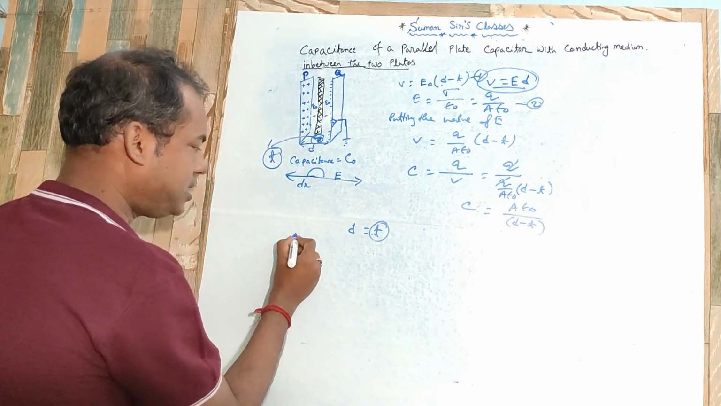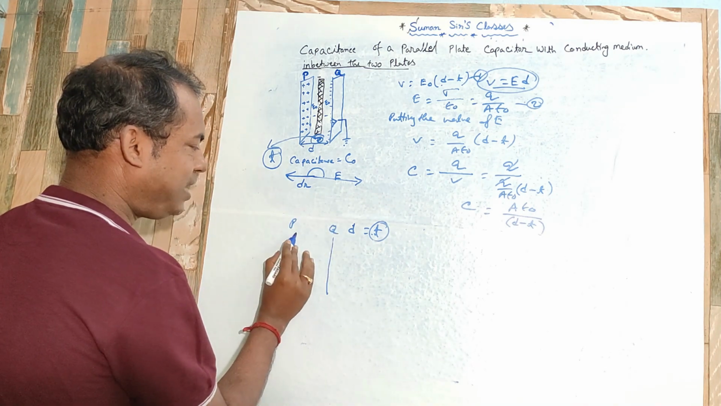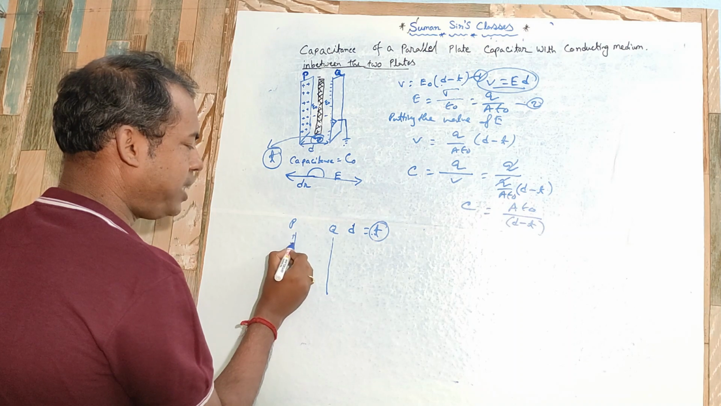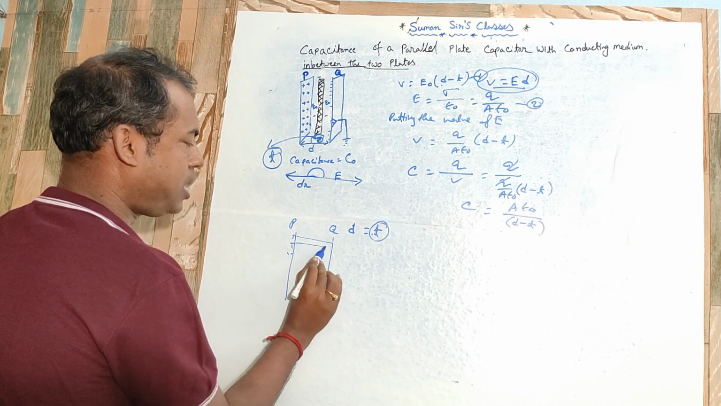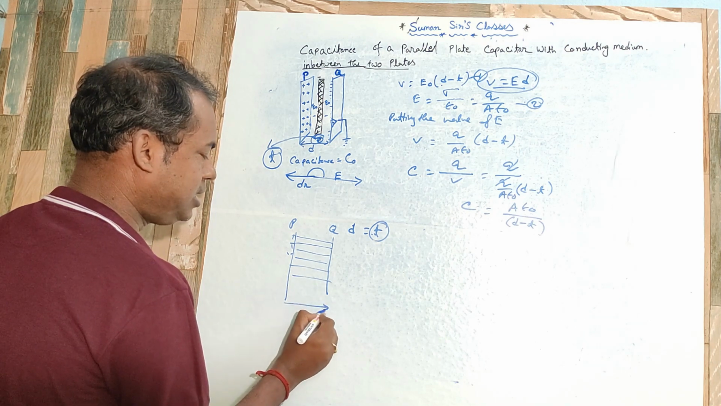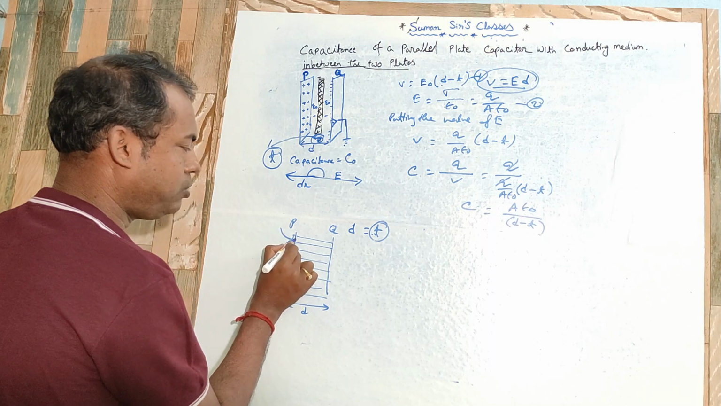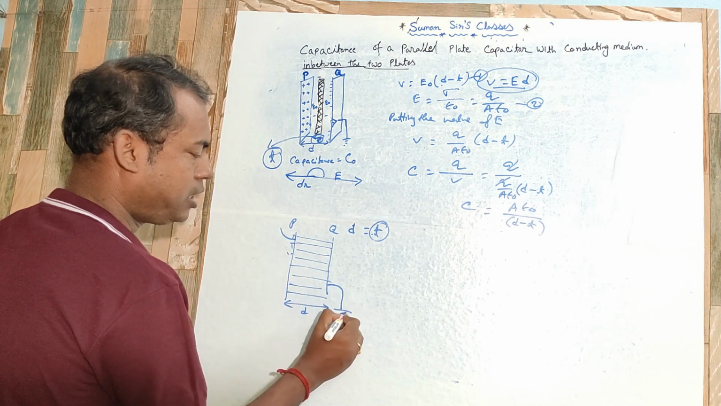So what is the diagram in this case? This one is P, this one is Q. That means the total charge placed on Q passes through the conducting medium throughout. The distance d is entirely filled with the conducting medium, so the total charge passes through Q and then to the ground.